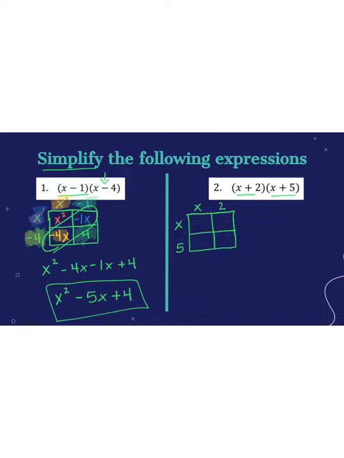Okay, so now I'm going to go through and I want this box right here, and to get that box, I'm going to multiply this x times this x. And if you remember, they both have a little tiny one right there, okay? So x times x will give me x squared. Okay, then I'm going to do my next one, and I want this box right here, okay? And I'm going to multiply this 2 times this x, okay?